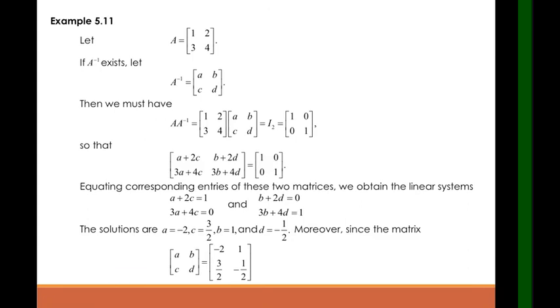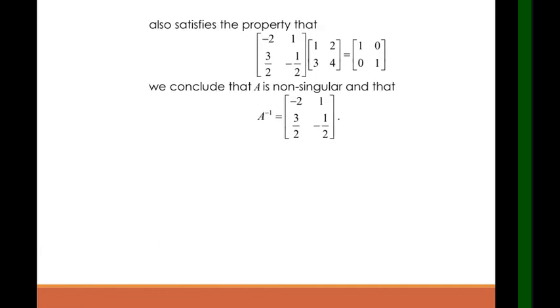If you still don't get it, you can go back with the video, until you find it easy na lang for you to get the lesson. Okay? Now, A also satisfies the property that negative 2, 1, 3 over 2, negative 1 half, this is the inverse and this is the letter A, is equal to 1, 0, 0, 1. We conclude that A is non-singular, and that's A raised to negative 1 or letter B is equal to negative 2, 3 over 2, 1, negative 1 half. So parang lagi siyang may conclusion.